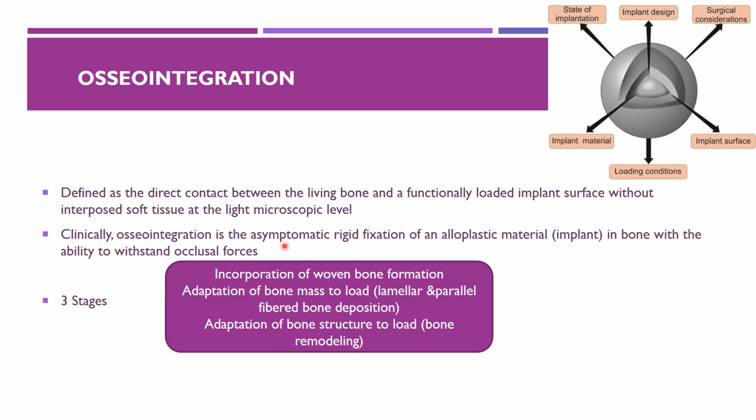So clinically, osseointegration is the asymptomatic rigid fixation of an alloplastic material in bone with the ability to withstand occlusal forces. There are different stages for its formation, starting with the incorporation of woven bone formation, then adaptation of bone mass to load, that is lamellar or parallel fibered bone deposition, and then adaptation of bone structure to load, that is bone remodeling.